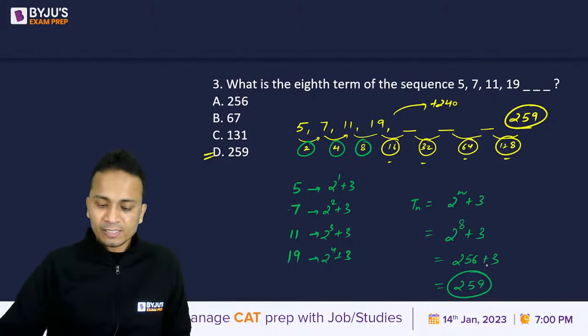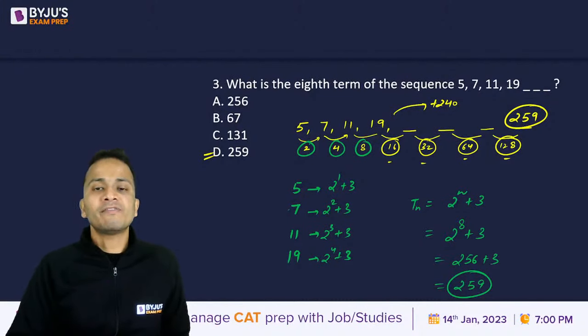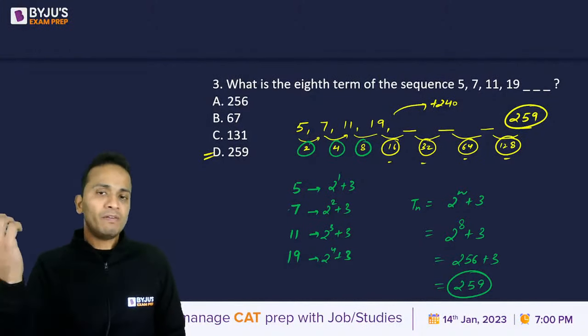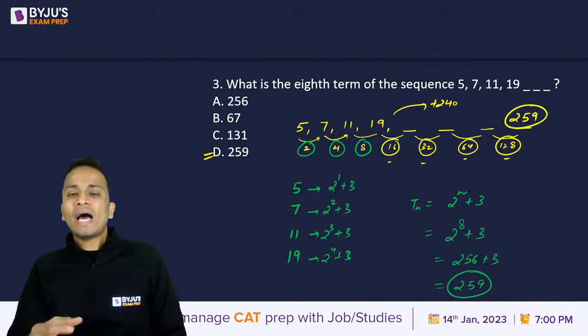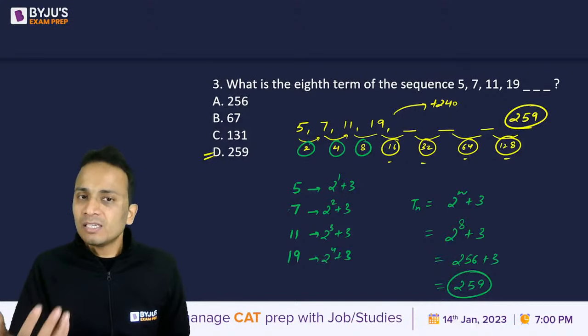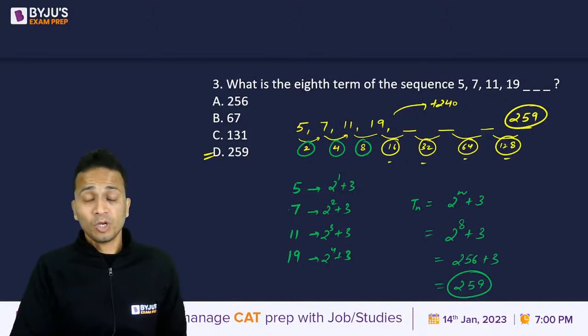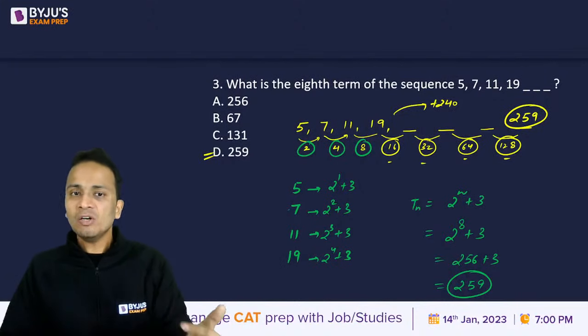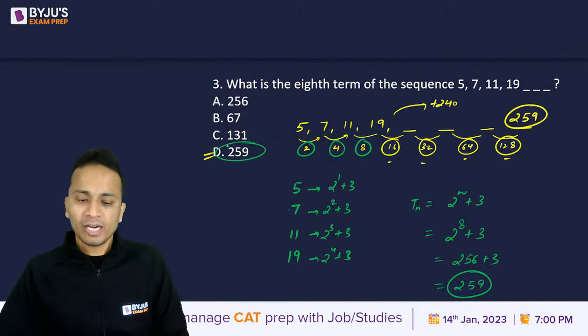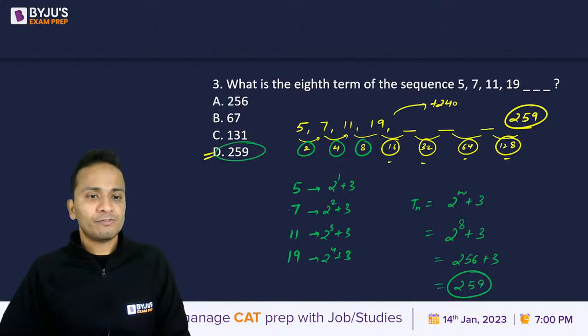All right. Since the difference between any two consecutive terms is the power of 2, so power of 2, that is 2, 4, 8, 16, 32 and so on. So I can write every term in terms of a power of 2. All right. So 2 raised to the n plus 3 will be the general term, and 259 is the correct answer for this one.